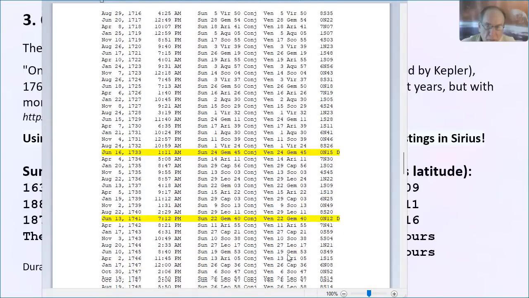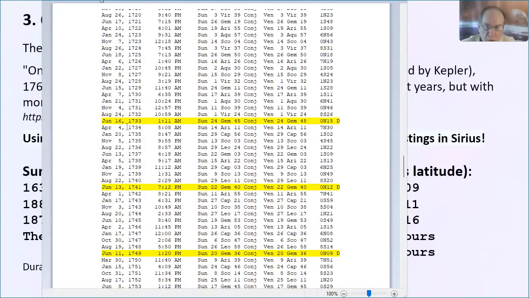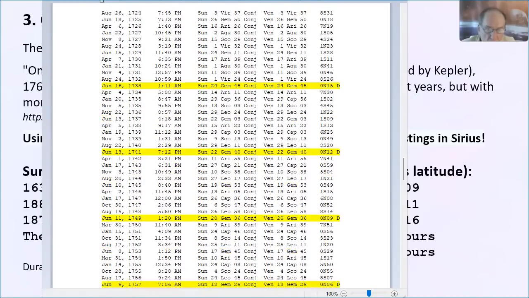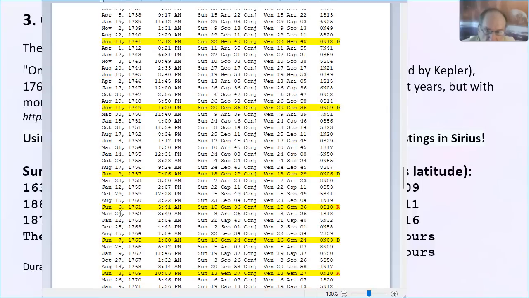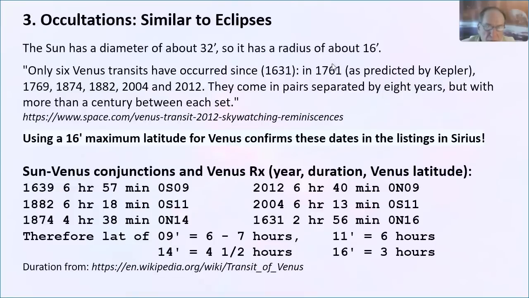The highlighted ones where there's the first one where Venus is retrograde, there it is. June 6, 1761. And then the next one, 1769. 1761, 1769. It matches perfectly. All I'm saying is that you can go to an astronomy site, look at all of the listing that they tell you when there was an occultation.